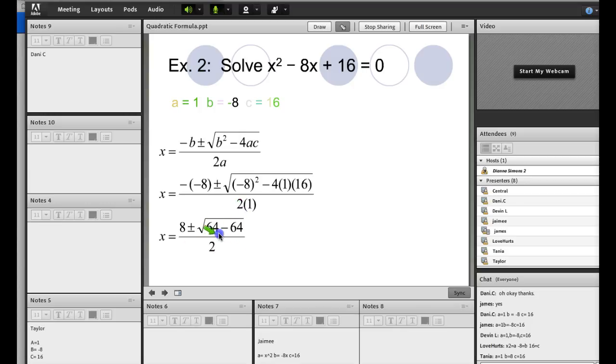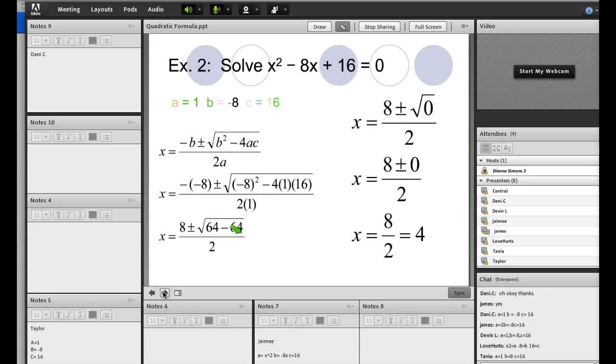Now, this part under the square root, not including the square root, what's that going to add up to? 0. That's going to tell us, let's just go through it, that there's only one root, right? It's 8 plus or minus the square root of 0. What's the square root of 0? 0. So it's just 8 plus 0 is 8. 8 minus 0 is 8. So it's just 8 divided by 2, so that's 4. If this discriminant becomes 0, that means that we only have one root, okay?